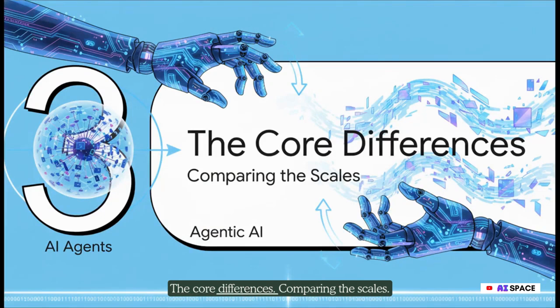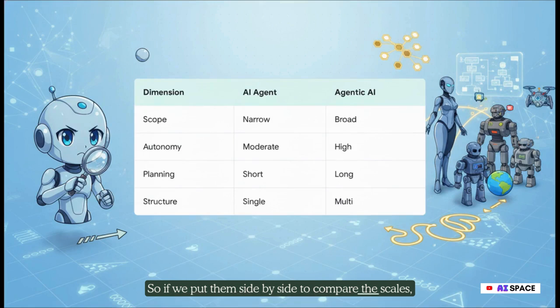The core difference is comparing the scales. So if we put them side by side to compare the scales, they differ across four main dimensions. In scope, the agent is incredibly narrow, while agentic AI is broad. For autonomy, the single agent has moderate independence, but the agentic system, highly independent. Planning shifts from short-step reactions to complex, long-horizon goals, and structurally, we move from single to multi-agent architectures.